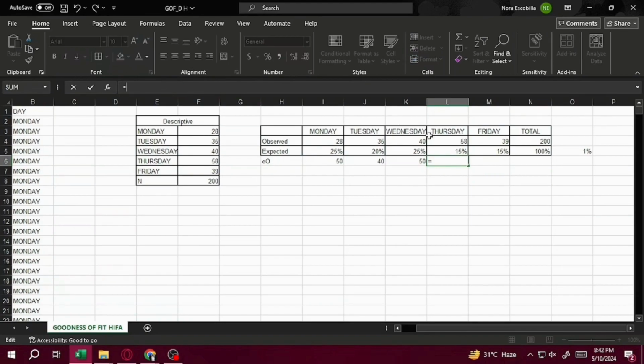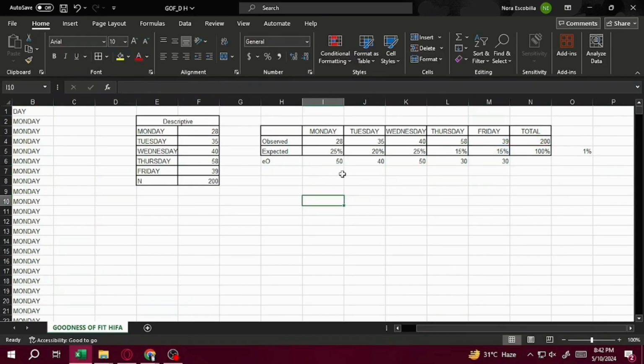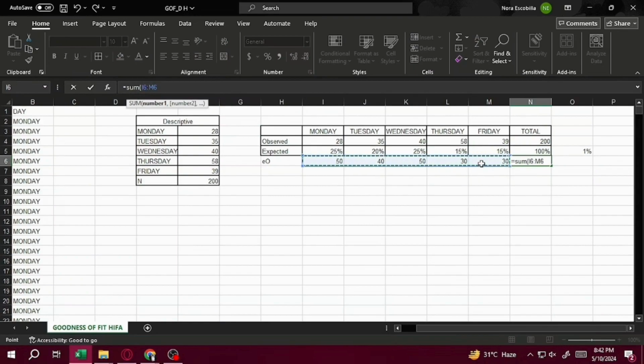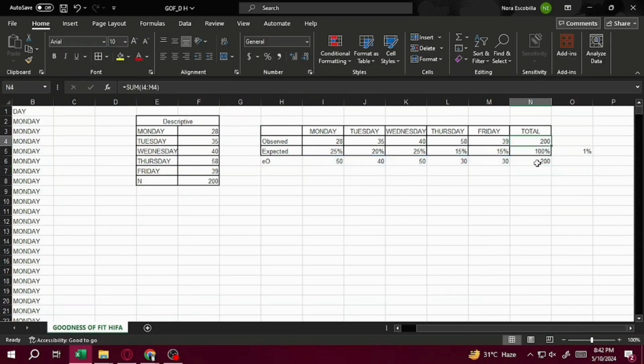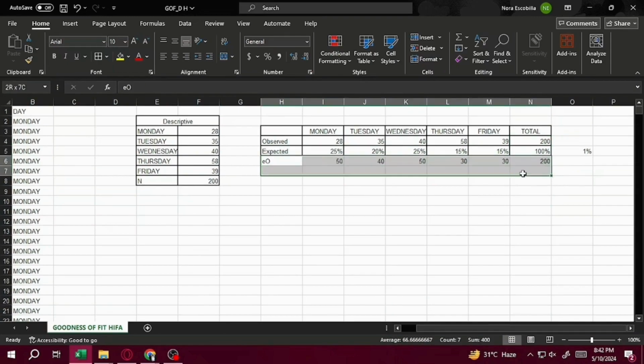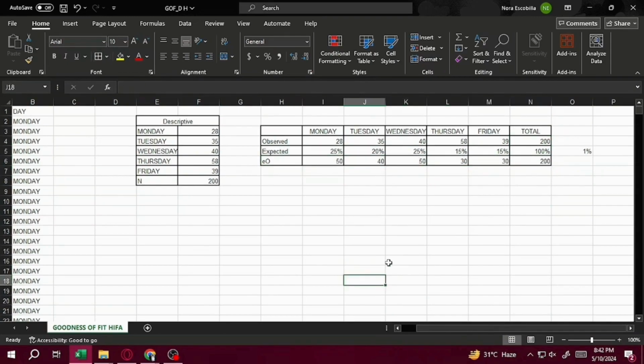So for the Thursday, as we can see, we have 15% or 0.15. And let's multiply it by the total of observation, which is 200. So we have 30. And for the Friday, we have 15%. Let's multiply it by the total of 200. So we have 30. So let's sum all of this. We got 200 total expected observation. And always put border to clearly understand. So now we already computed our expected observation.